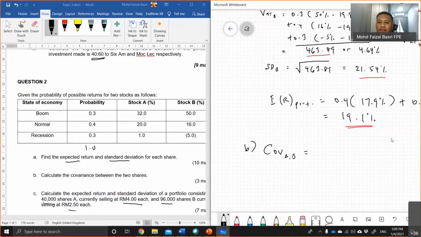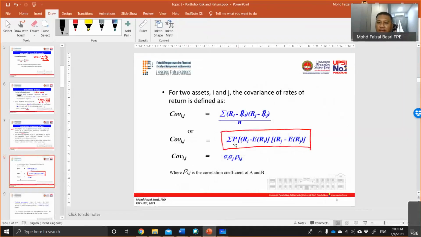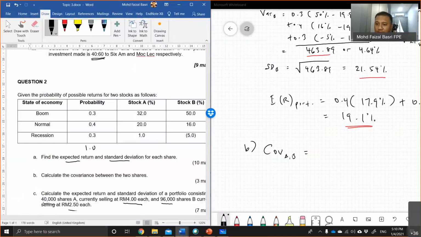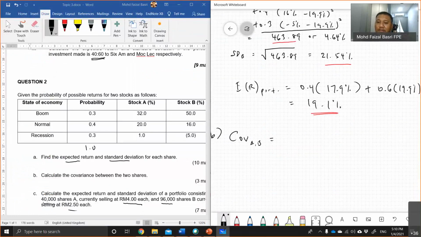Okay, and if you recall just now, the formula would be the sum of, meaning you will have a different level of probabilities, multiplied by the difference of the possible returns minus the expected returns for stock A, multiplied with the difference between the possible returns of stock B minus ER for stock B, for each level. So it looks something like this. This is similar to a table format, actually.